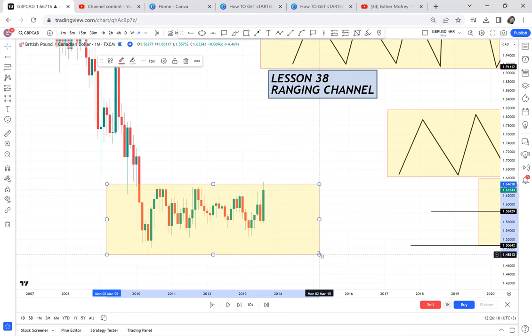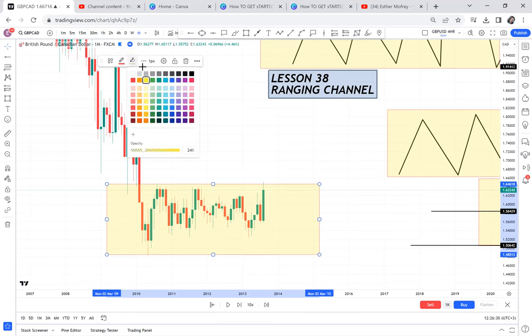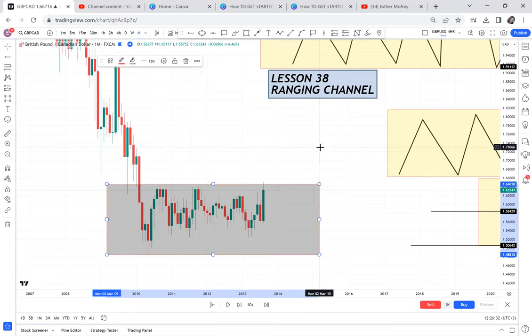We will start where monthly is very visible. Once monthly breaks, there is no time frame alignment needed, because monthly is the overall time frame. So we have this ranging channel on the monthly, very clear. It has everything that I've said.